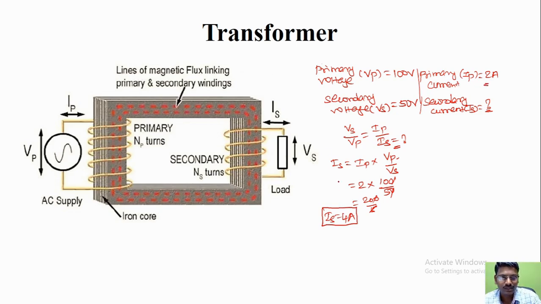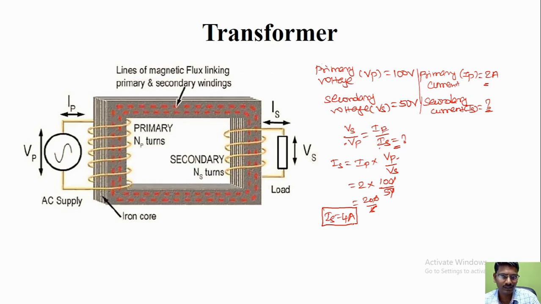So we already know that in the transformation ratio of a transformer, the current is inversely proportional to the voltage. This is the principle behind the transformer, right? So if it is a step down transformer, the current will be higher. If it is a step up transformer, the current will be lower, right?